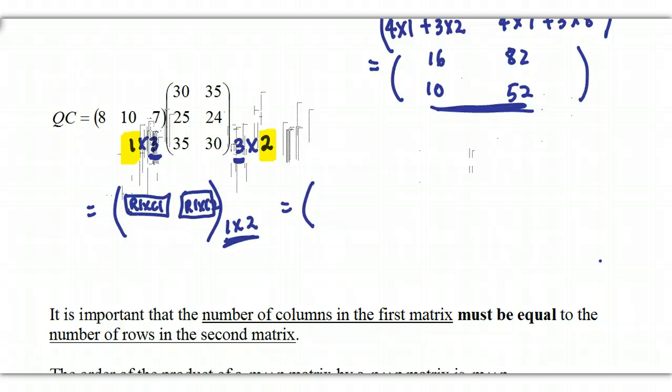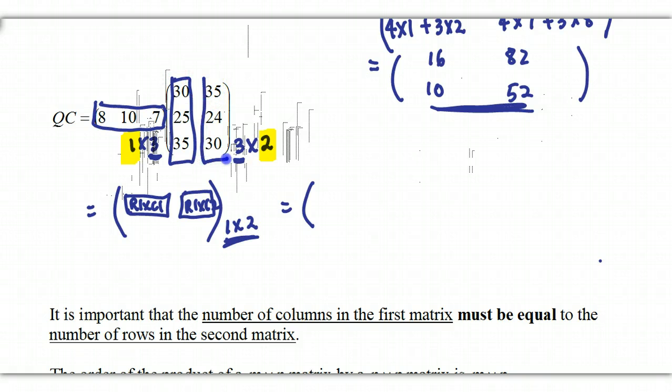Now, row 1 times column 1. Again, it helps if you can split up. Remember, first matrix always in rows, second matrix always in columns. So the first element is row 1 times column 1, and if you work that out, you will get 8 times 30, it's always a plus in between, 10 times 25, plus 7 times 35. So this will be your first element.